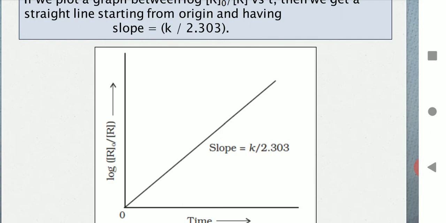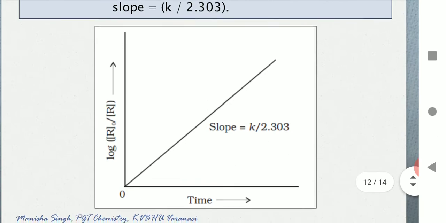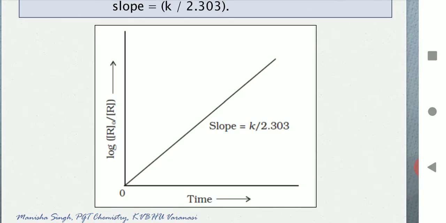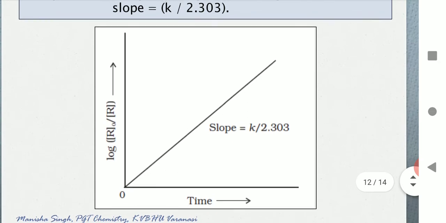So if you plot a graph of log R naught by R versus time t and you get a straight line with a positive slope and no intercept, that is, the line passes through the origin, then again this graph helps you in predicting the order of reaction, because in this case the order of reaction is 1, that is, first order reaction. And the value of slope, which you can easily find out, will give you the value of k, because slope is equal to k upon 2.303.